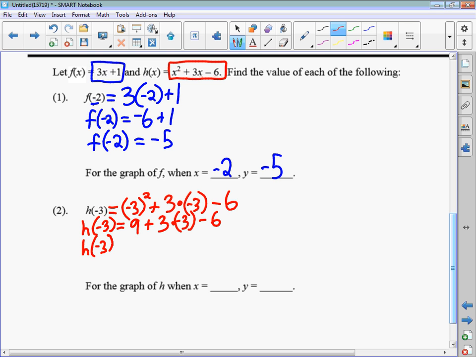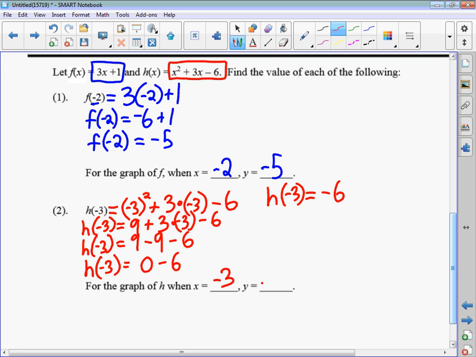H of negative 3 equals 9. Now when I do 3 times negative 3, I end up losing the addition. It becomes 9 minus 9 subtracted by 6. And now I'm going to keep my order of operations going. I'm going to do 9 minus 9 first, which gives me 0 minus 6. I'm going to keep going over here. H of negative 3 equals 0 minus 6 gives me negative 6. So when x is negative 3, y equals negative 6.